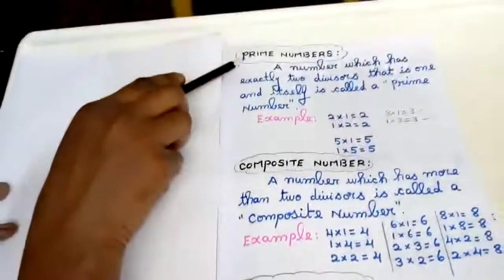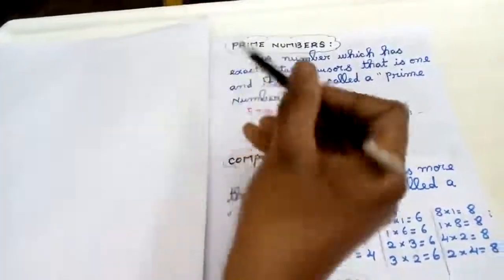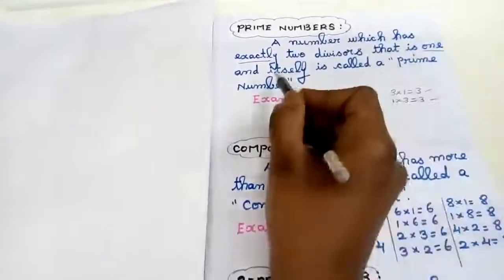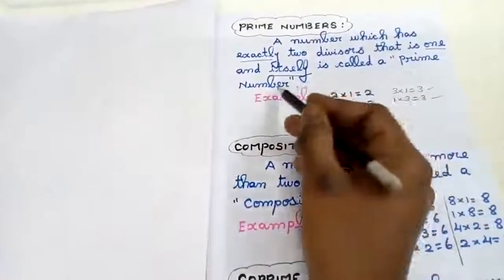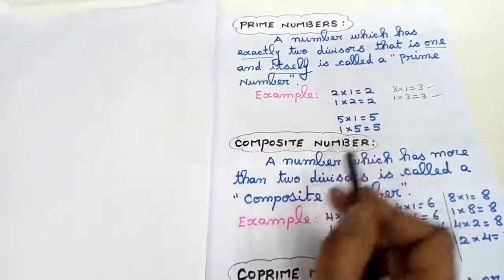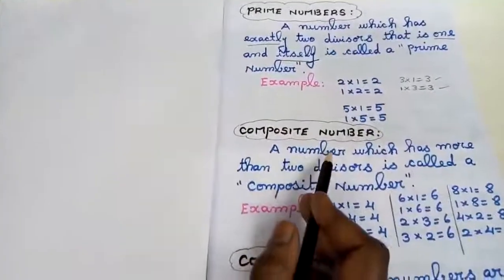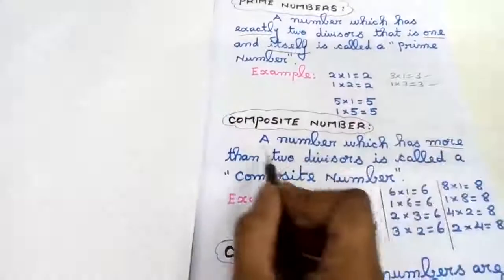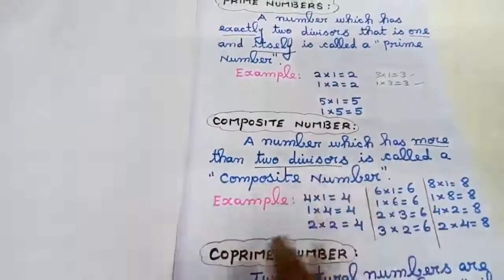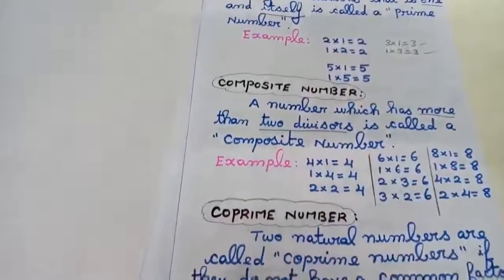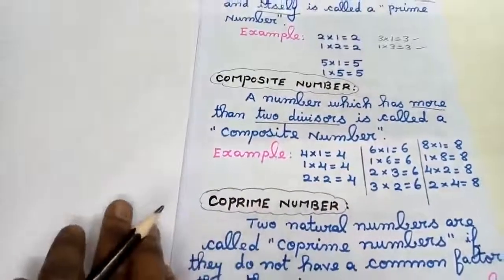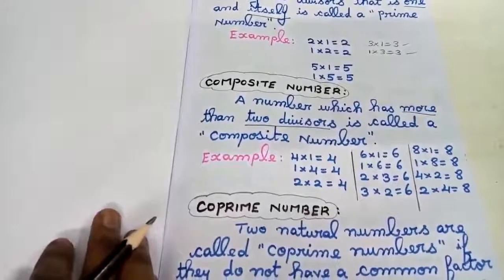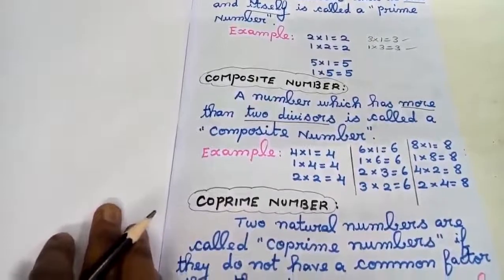So regarding a prime number, a number which has exactly 2 divisors, that is 1 and itself, the same number, is called a prime number, and that is the example I have given here, students. For a composite number, the same concept is repeated, but you will have more than 2 divisors, and you have to be clear in this place. The numbers which are multiplied by 1 and itself only are known as prime numbers, and the numbers which are multiplied by more than 1 and itself are called composite numbers.